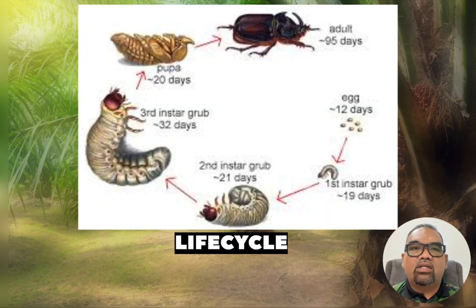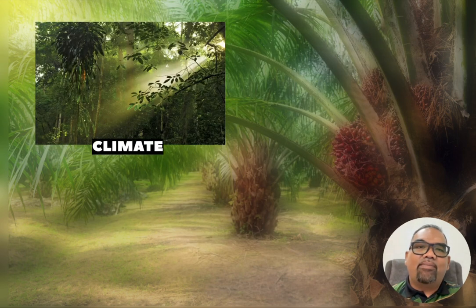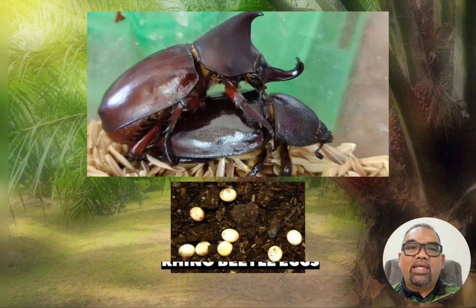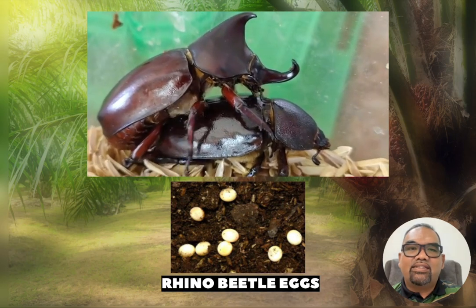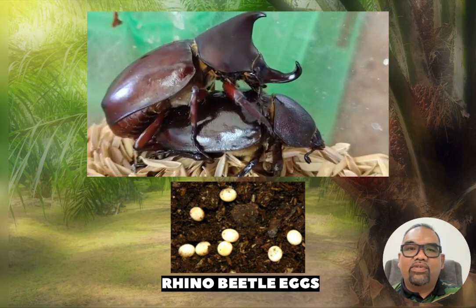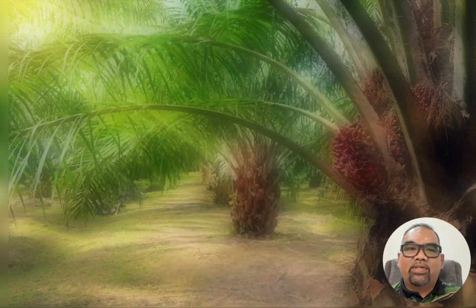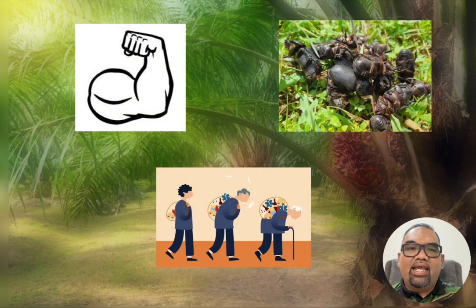The life cycle of Oryctes rhinoceros, which includes egg, larva, pupa, and adult stages, varies in duration based on climate, nutrition, and humidity, typically lasting 4 to 9 months. Females lay 70 to 100 eggs, and adults mate soon after their first feeding post-pupation. The species is robust, long-lived, and highly productive, contributing to frequent beetle attacks.